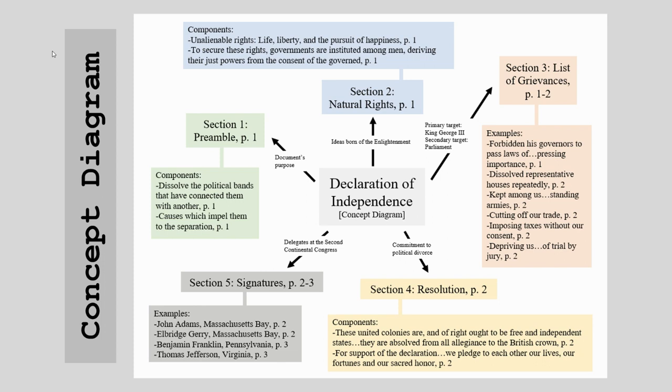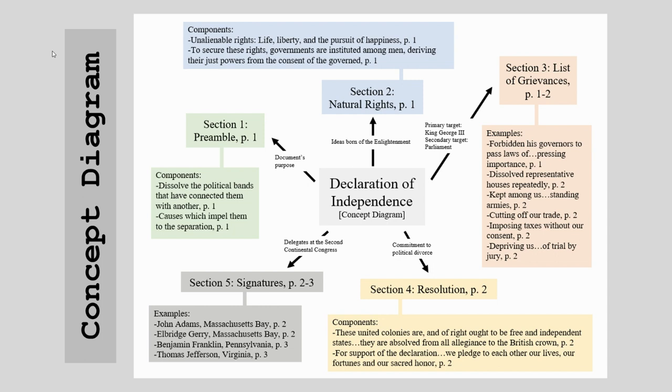In addition, we also have following directions. Here's the deal. Declaration of Independence is in the center, and going out from the center, we've got 5 sections. Section 1, Preamble. Section 2, Natural Rights. Section 3, List of Grievances. Section 4, Resolution. Section 5, Signatures. I've broken down the document into these 5 different parts.